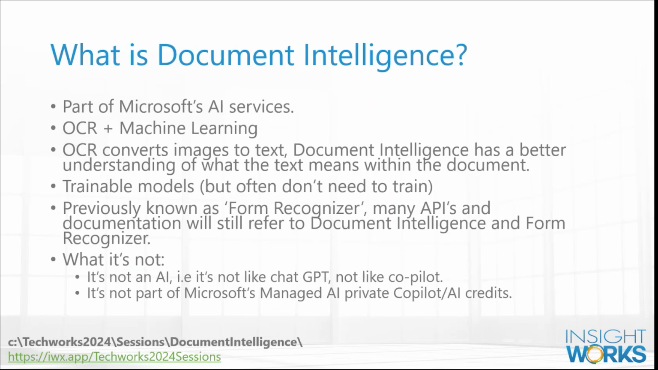All right, so what is document intelligence? It is part of Microsoft's AI services, and the easiest way to think of it is OCR plus some machine learning ability. From an API standpoint, the big difference is it's not just conversion to text from an image. Instead, it actually has a better understanding of what your document means. What does that mean from a technological point of view? It means that it actually understands what the key value pairs are, and it also understands things like what tables are. And if you train it, then you can even train it on what specific models mean as well.